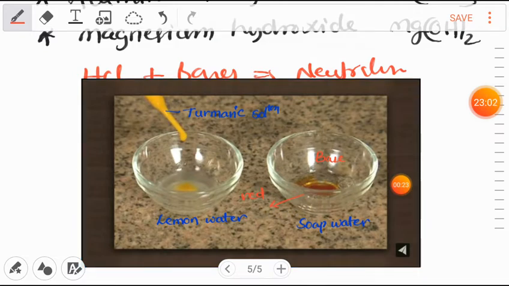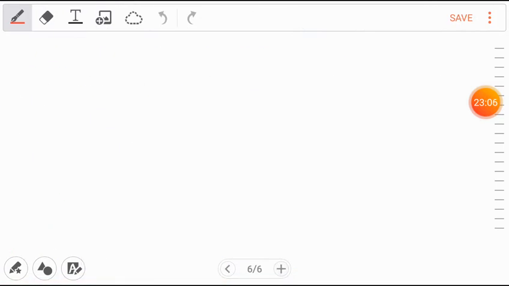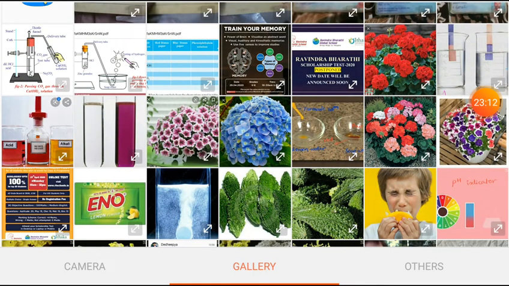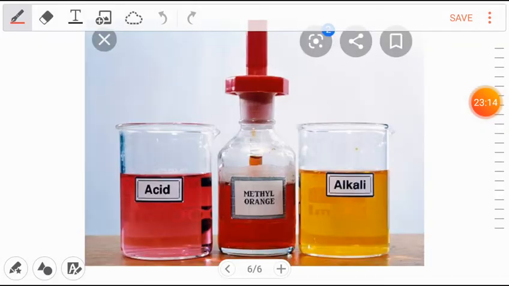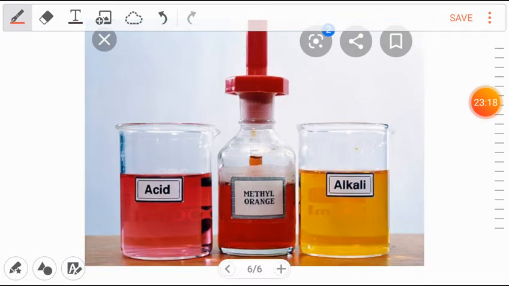Next, another image you will see: phenolphthalein indicator or methyl orange indicator. So this is the image. Methyl orange is generally orange in color. It seems to be red, right? But it's orange in color. Acidic medium red, alkali medium yellow.